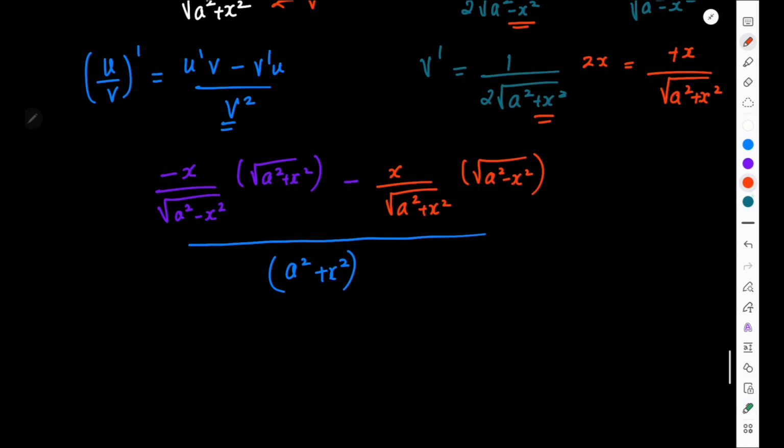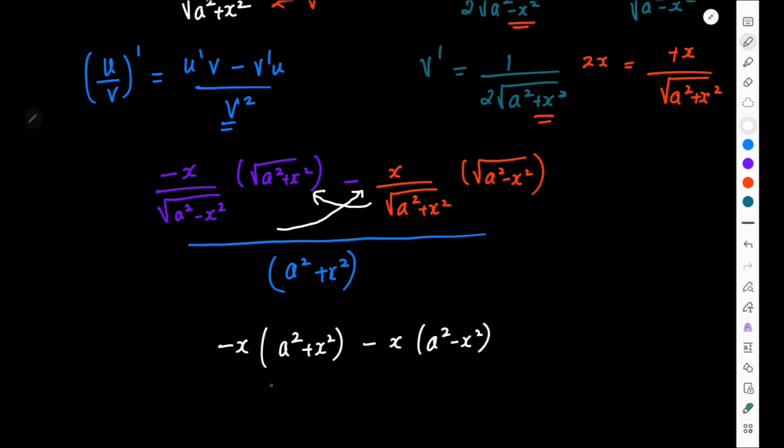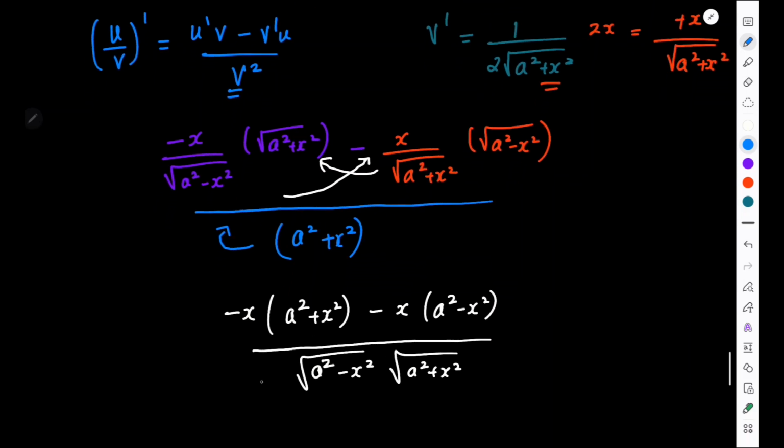Now you have to take LCM. If you take LCM, these two will get multiplied. So you get minus x into a square plus x square. Root will get cancelled. Again minus x into a square minus x square, divided by a square minus x square root into root of a square plus x square, and you know this also will come to the denominator part, so you get multiplied by a square plus x square. So this is dy by dx.